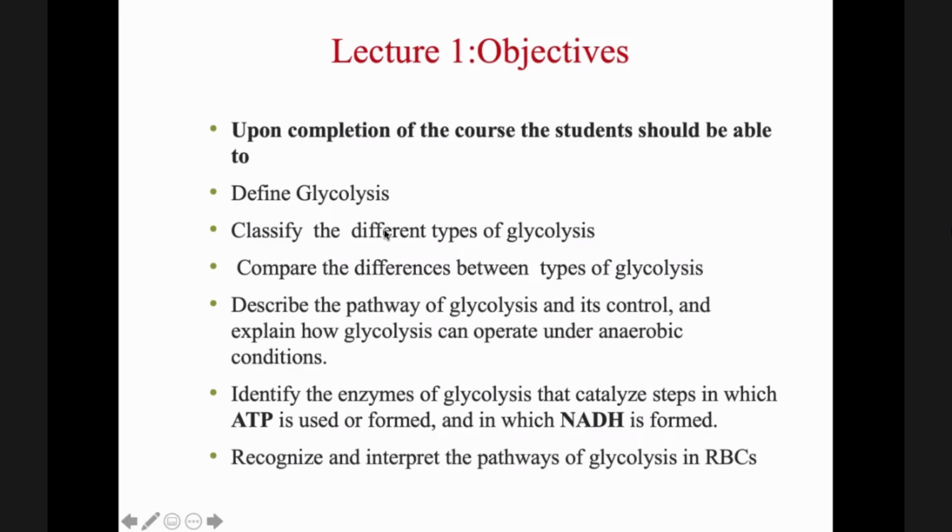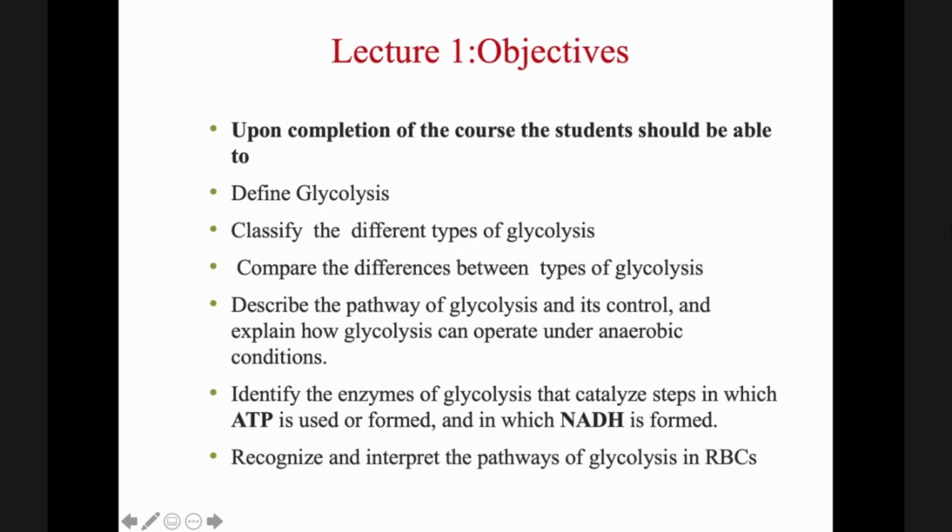Upon the completion of this lecture, you should know the definition of glycolysis, the classification and the types of glycolysis. You will be able to compare the differences between types of glycolysis. So what are the differences between the aerobic and anaerobic? Describe the pathway of glycolysis and its control, and explain how glycolysis can operate under anaerobic condition. Identify the enzymes of glycolysis that catalyze steps in which ATP is used or formed, and in which NADH is formed. Recognize and interpret the pathways of glycolysis in red blood cells.